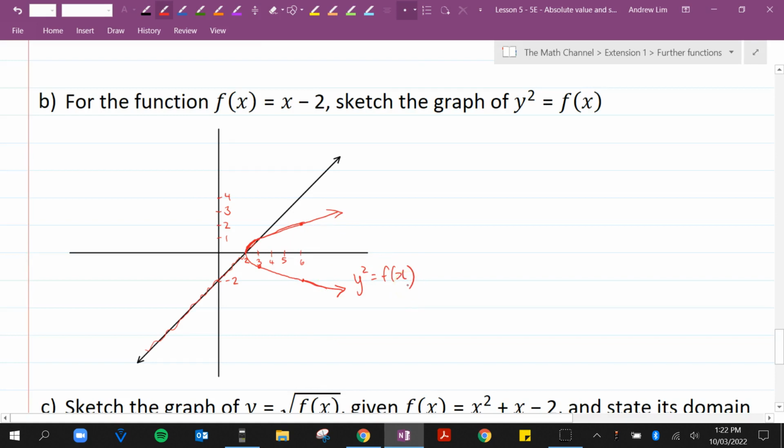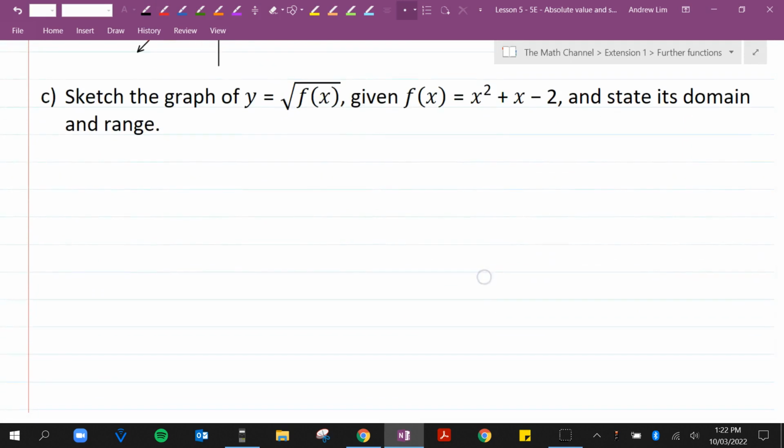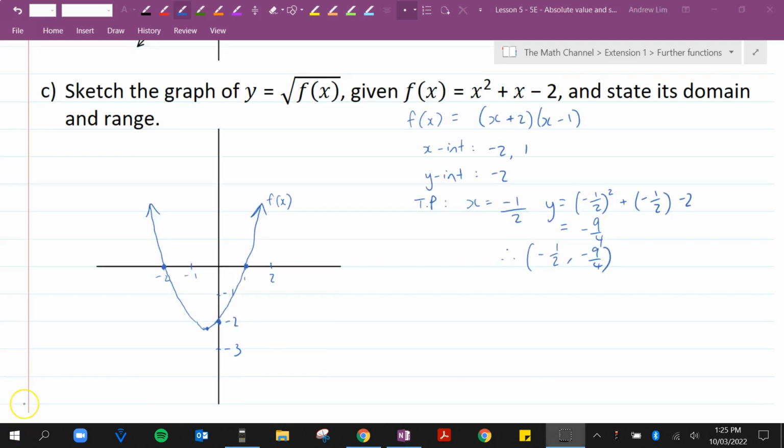All right, let's have a look at question C. Sketch the graph of y equals the root f of x, given f of x is equal to x squared plus x minus 2, and state its domain and range. All right, I'll get you to pause the video and have a go with this one.